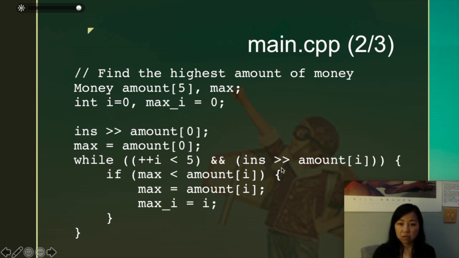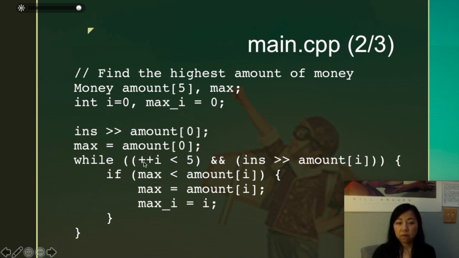This code is also interesting in that it will actually stop here. If i is equal to 5, this will evaluate to false. Then it will actually never go into this part of the code. Why we care about this is because we don't want to go past the array. So we don't want to say amount[5], because amount[5] will go past the array, and you don't know what's going to happen, or you will overwrite some kind of data that you didn't expect, right?